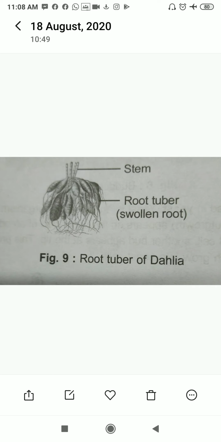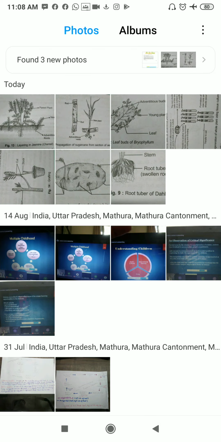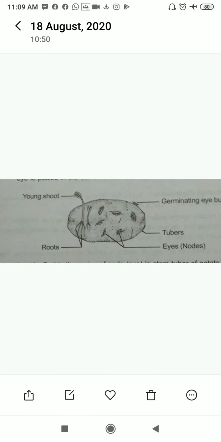Generally, different types of underground stem structures bearing a few buds take part in vegetative propagation. There are some examples like potato. Potato is a very common example, and you know very well that potato is an underground stem, and it is also called tuber. As you can see in the picture, it also has eyes. These are the nodes basically, which are also called eyes.